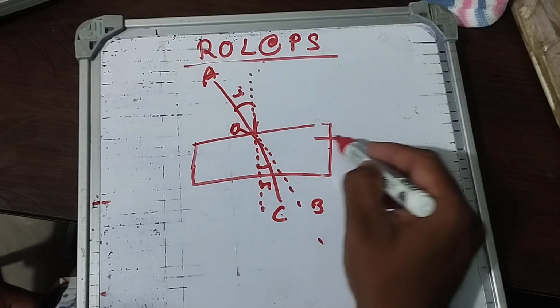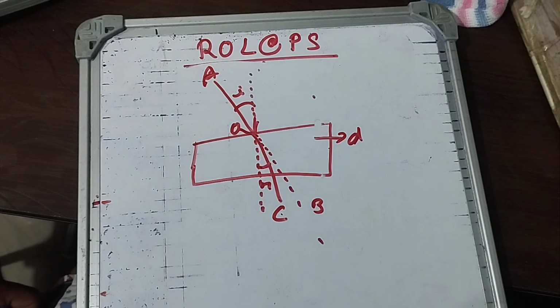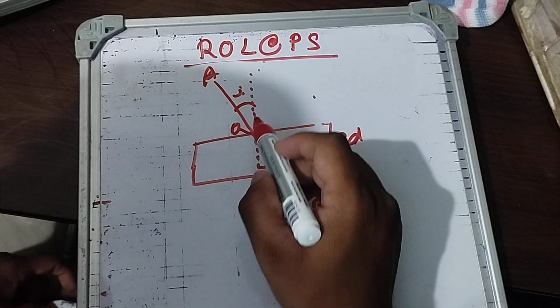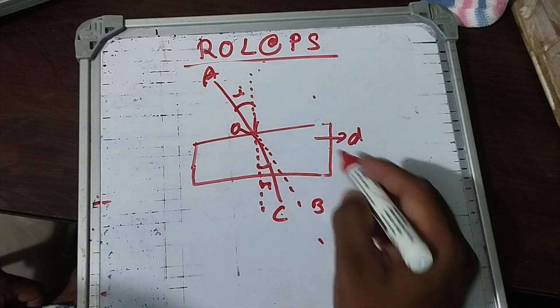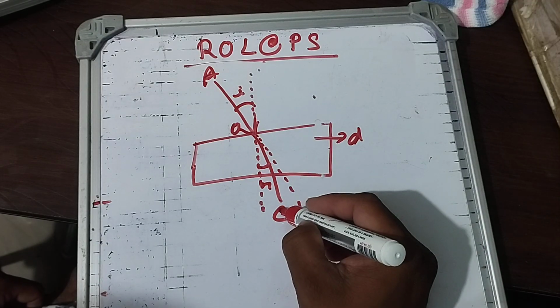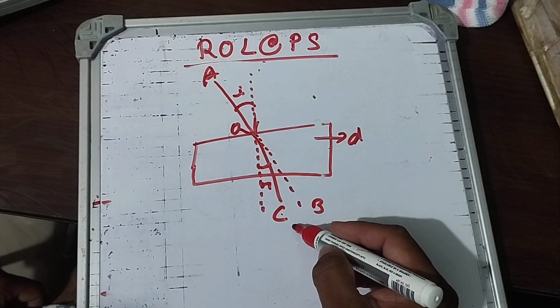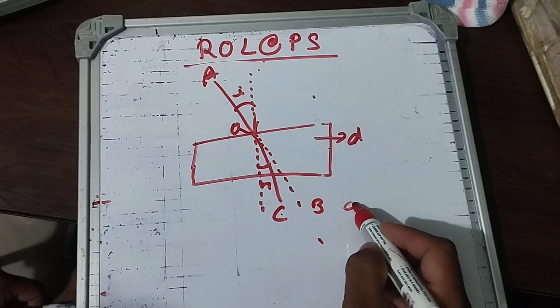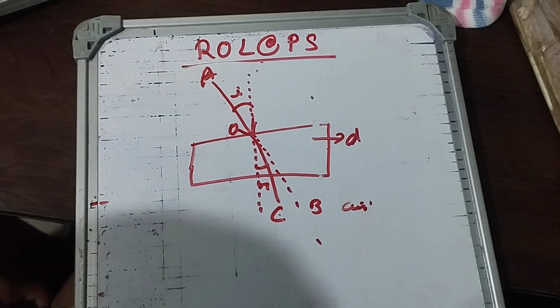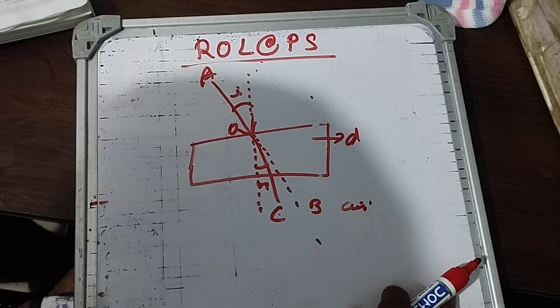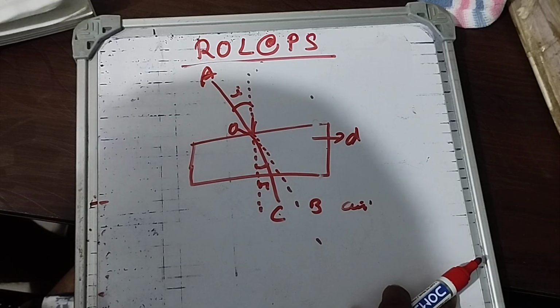Then we can say this medium is denser than this medium. Again, if the speed increases, then we can say that medium is rarer than the first medium. For example, when it is coming outside, its speed will increase, so this is rarer than this medium. These are the basic things they have said.